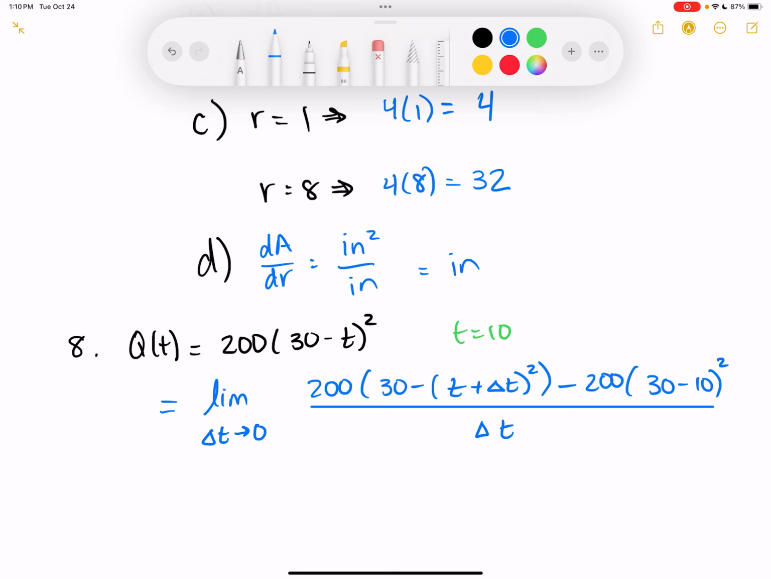So now, let's see. I need to replace this. Was this 10 plus 0? I think, right? 10 plus 0. T and delta T.